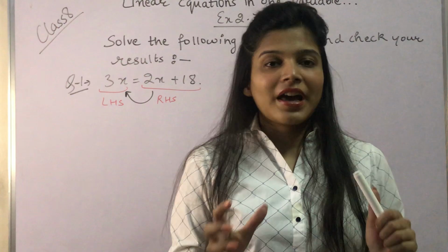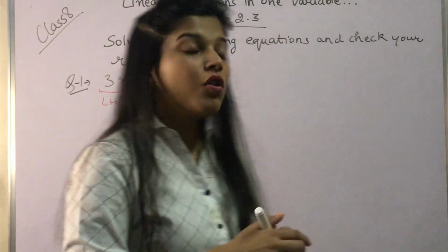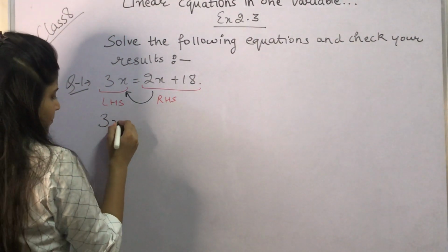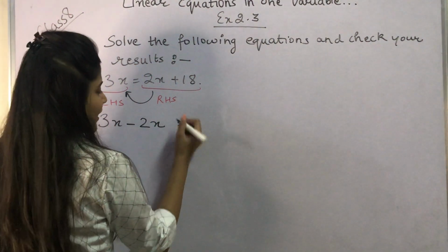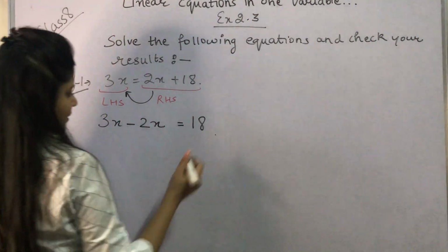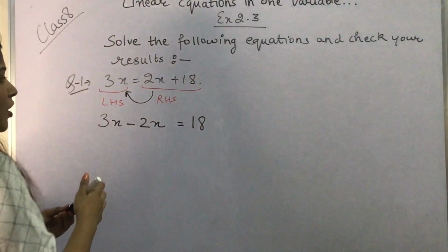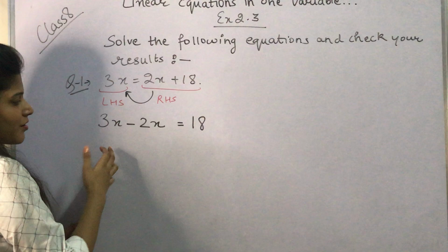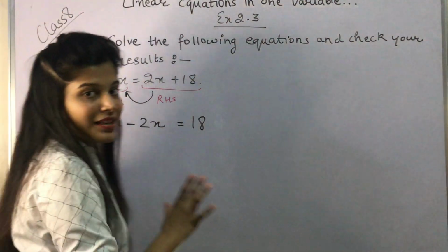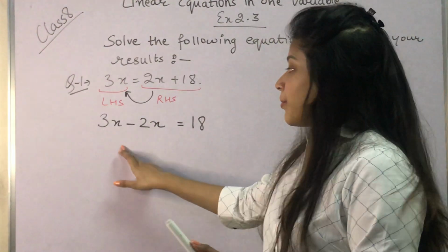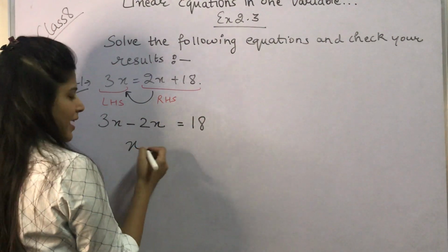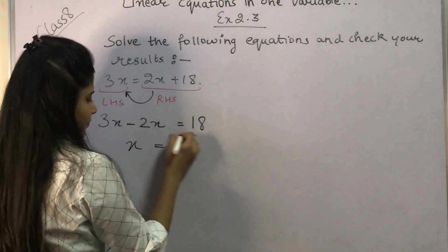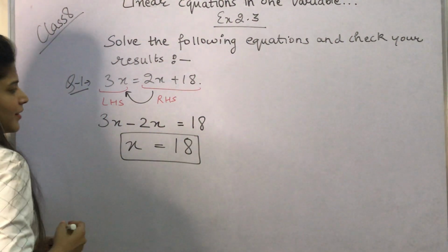So we have to take 2x to the LHS. 2x is positive on the RHS, so going to the LHS it will become negative. So 3x as it is minus 2x equals 18 as it is. Alright, so we transposed 2x to the LHS. Why? Because we can equate x and x now. Now 3x minus 2x is nothing but x. 3 minus 2 is 1, so 1x is x only. So x is 18. So we got the value of x, 18.